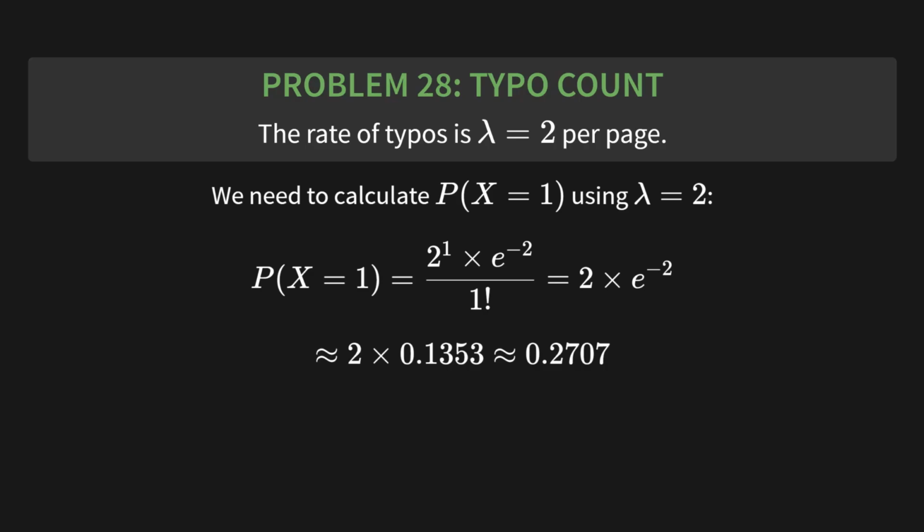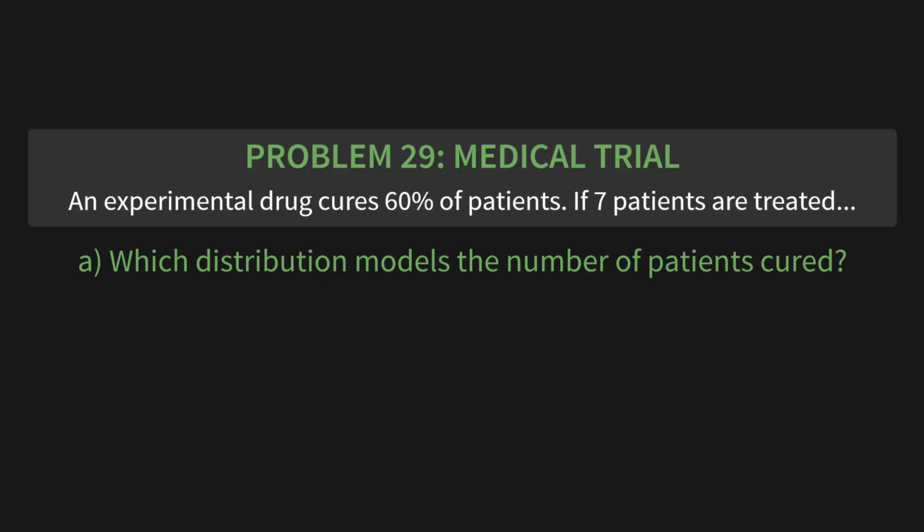Since e to the negative 2 is about 0.1353, we get 2 times that, which is approximately 0.2707. The result, 27.07%. Okay, problem 29, medical trial.